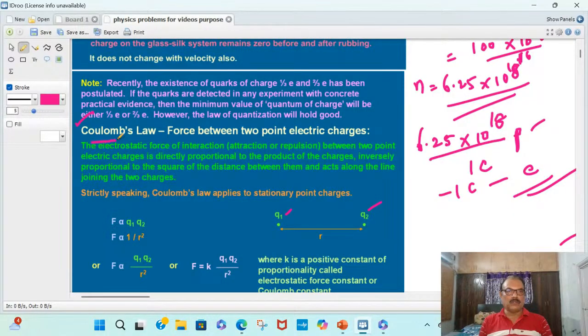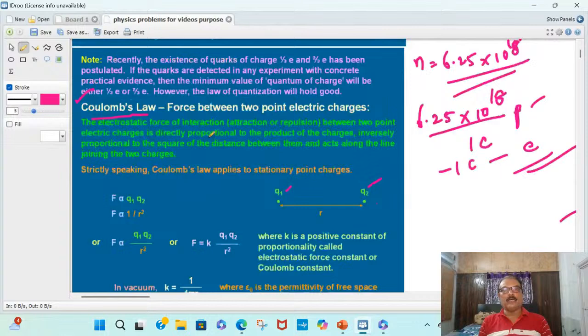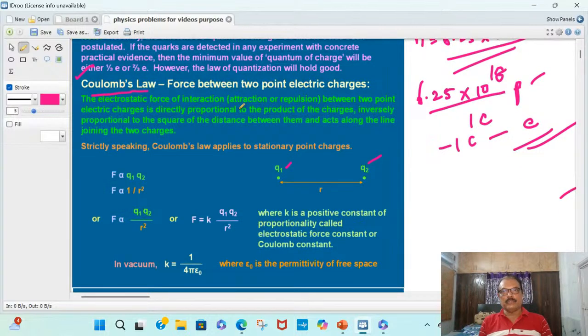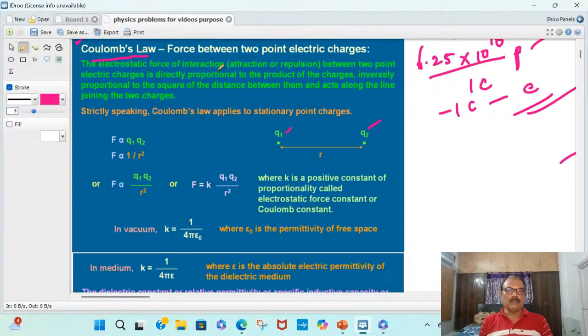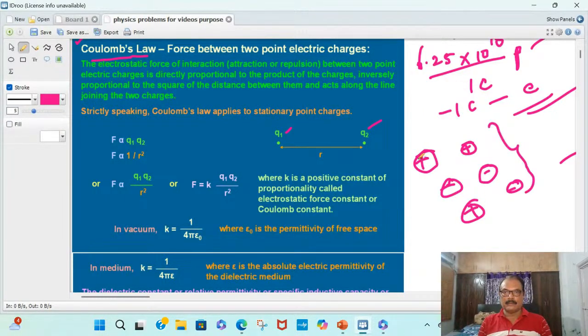Coulomb's law. The next concept is Coulomb's law. What is Coulomb's law? You just know that when two charges are kept near, if they are opposite, they will attract, and if they are like charges, they repel. Positive-positive will repel, negative-negative will repel, and positive-negative will attract. These are things we already came across in lower classes. Also you should know this if you have not done it.